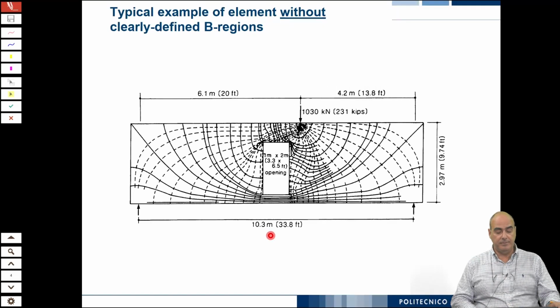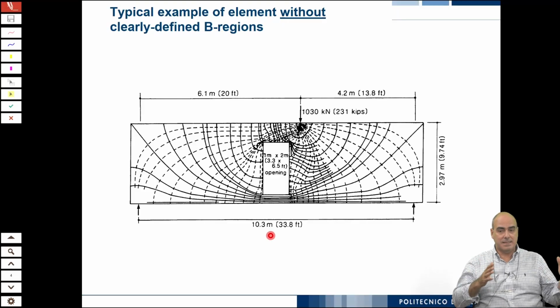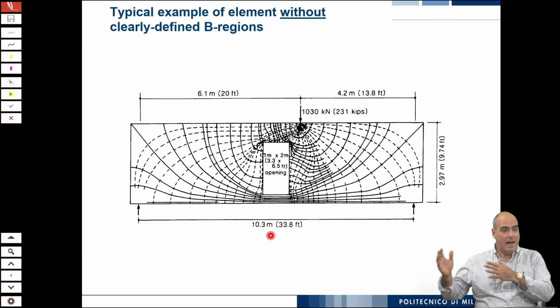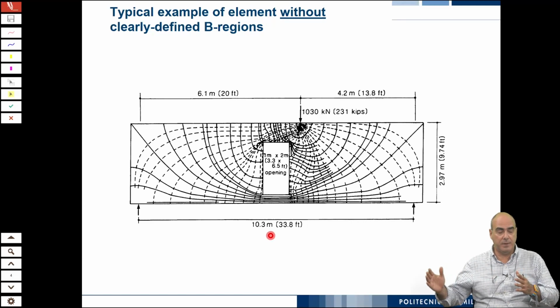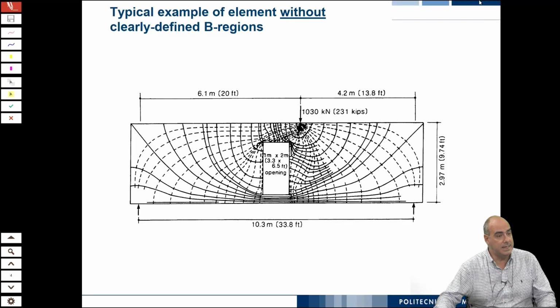But think of a beam like this. First of all, look at the dimensions. We have a beam which is about 10 meters long and 3 meters deep. So the span to depth ratio, the geometrical slenderness, is around 3. And we know that 3 is a limit above which the beam model works pretty well, but below which the beam model starts not working well. But it's not only this.